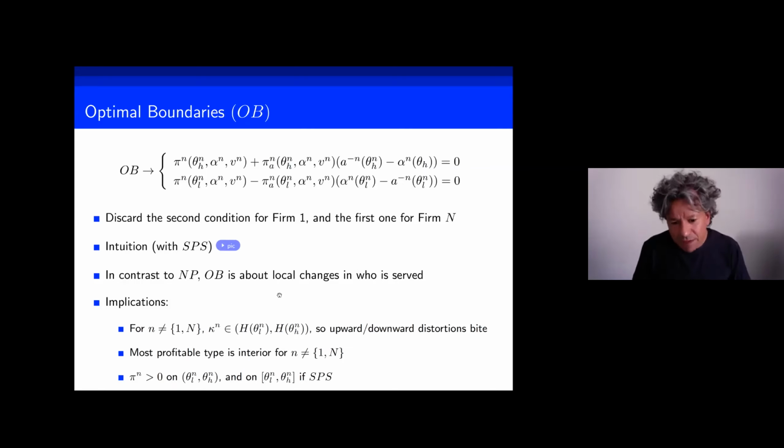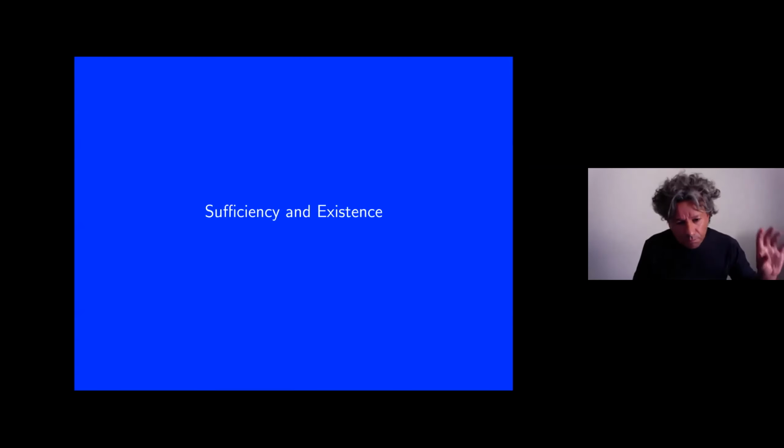And it gives us as an implication that the most profitable type is interior, that kappa is strictly between these bounds. So we have this upward and downward distortion that I told you before, strictly biting. The other byproduct is that each firm will make strictly positive profits on the interior of the interval it serves, and if there is strict positive sorting, even at the boundary points. So firms are making money on every type that they serve. So any equilibrium satisfies positive profits, no poaching, positive sorting, internal optimality, and optimal boundaries, the last two being local conditions.